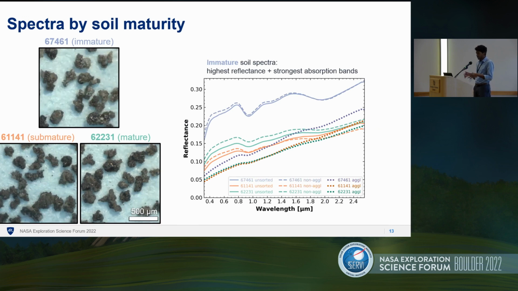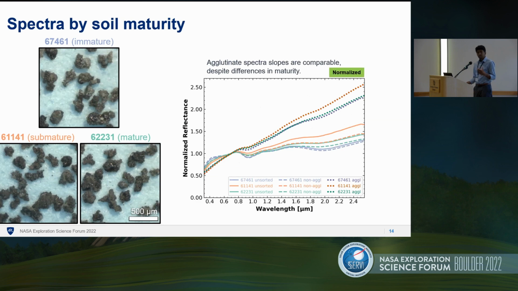But despite these differences between the immature and the other soils, if we look at the normalized reflectance, we actually see that for the 3 agglutinate spectra, they have fairly similar slopes. There are some differences, but they're well separated from the unsorted and the non-agglutinate spectra.